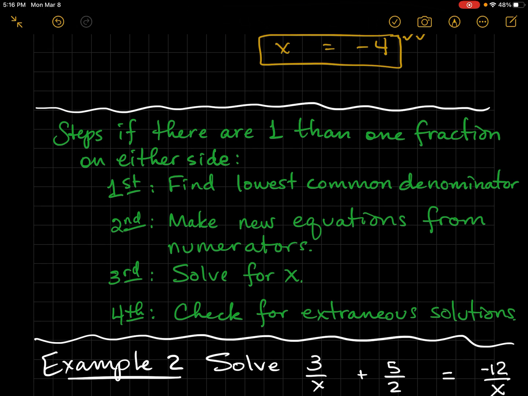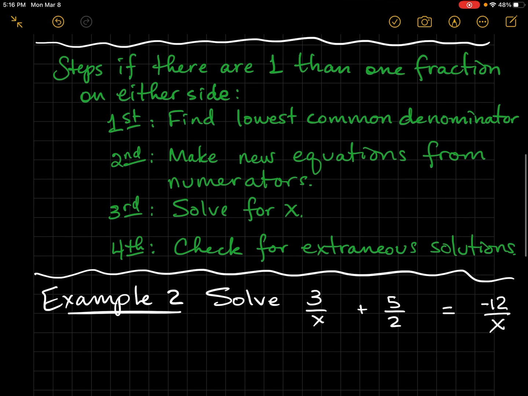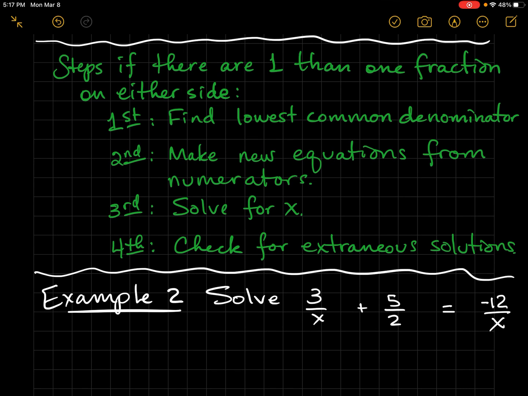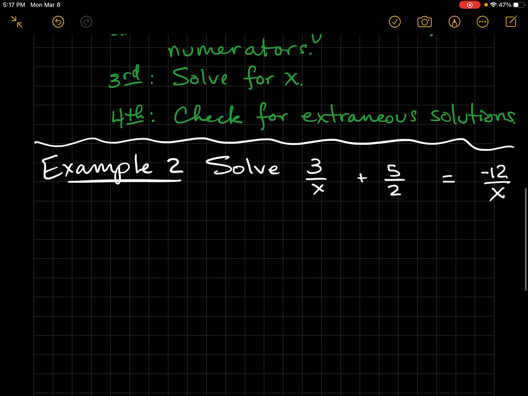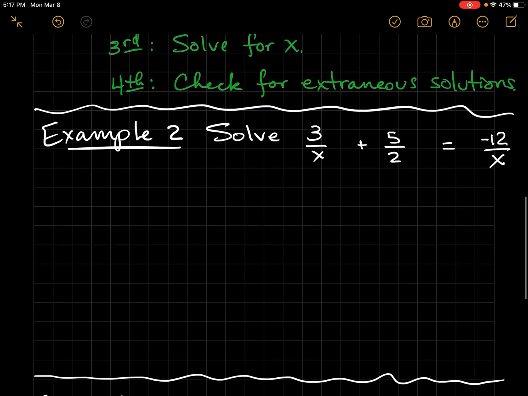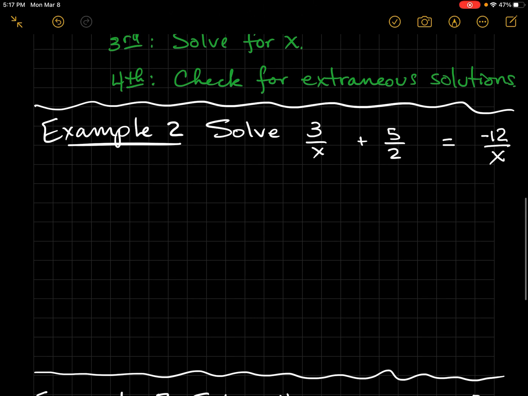Now, what if there's more than one fraction on either side? The steps change now. We're going to find the lowest common denominator. Then we're going to ignore that denominator. So we'll make a new equation from the numerators. Then we'll solve for x and then check for extraneous. So let's take a look at example 2.